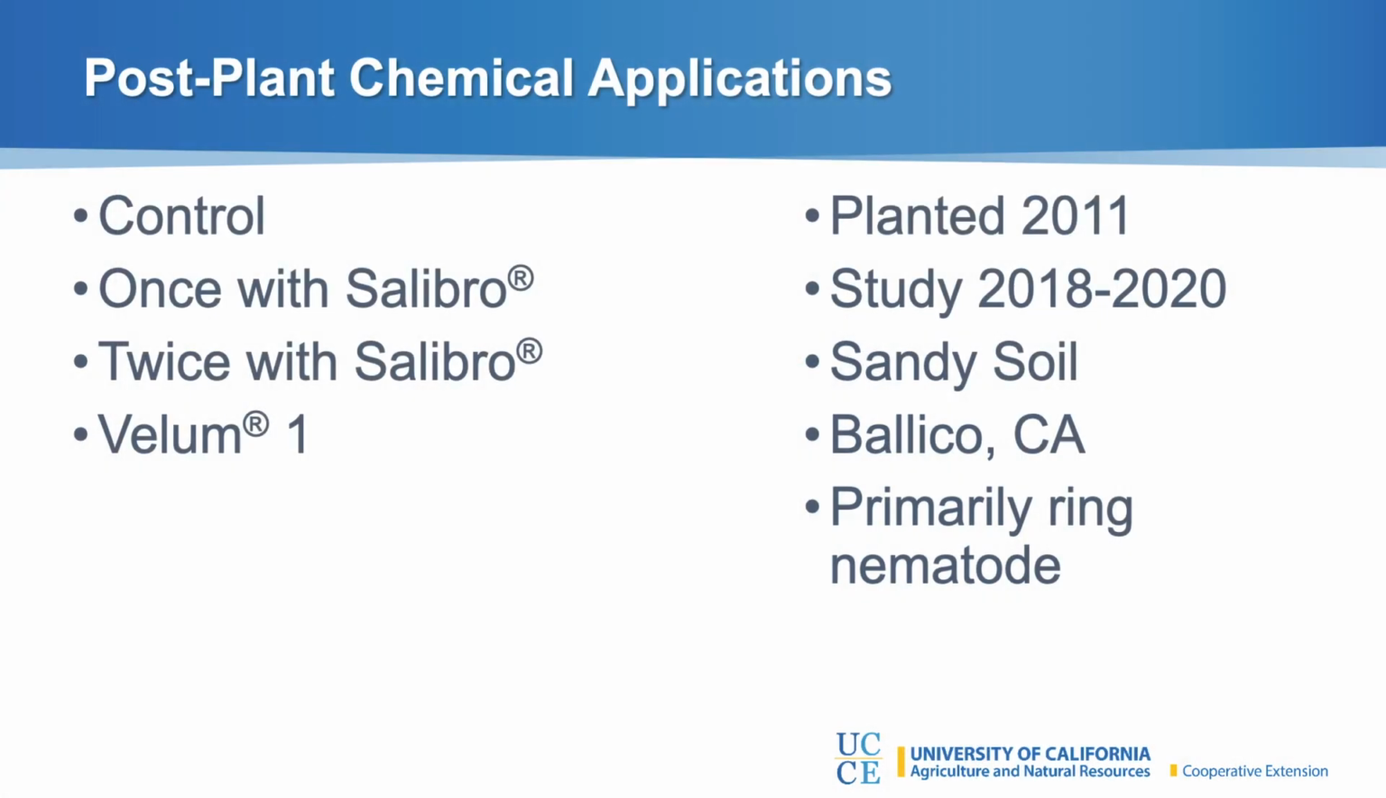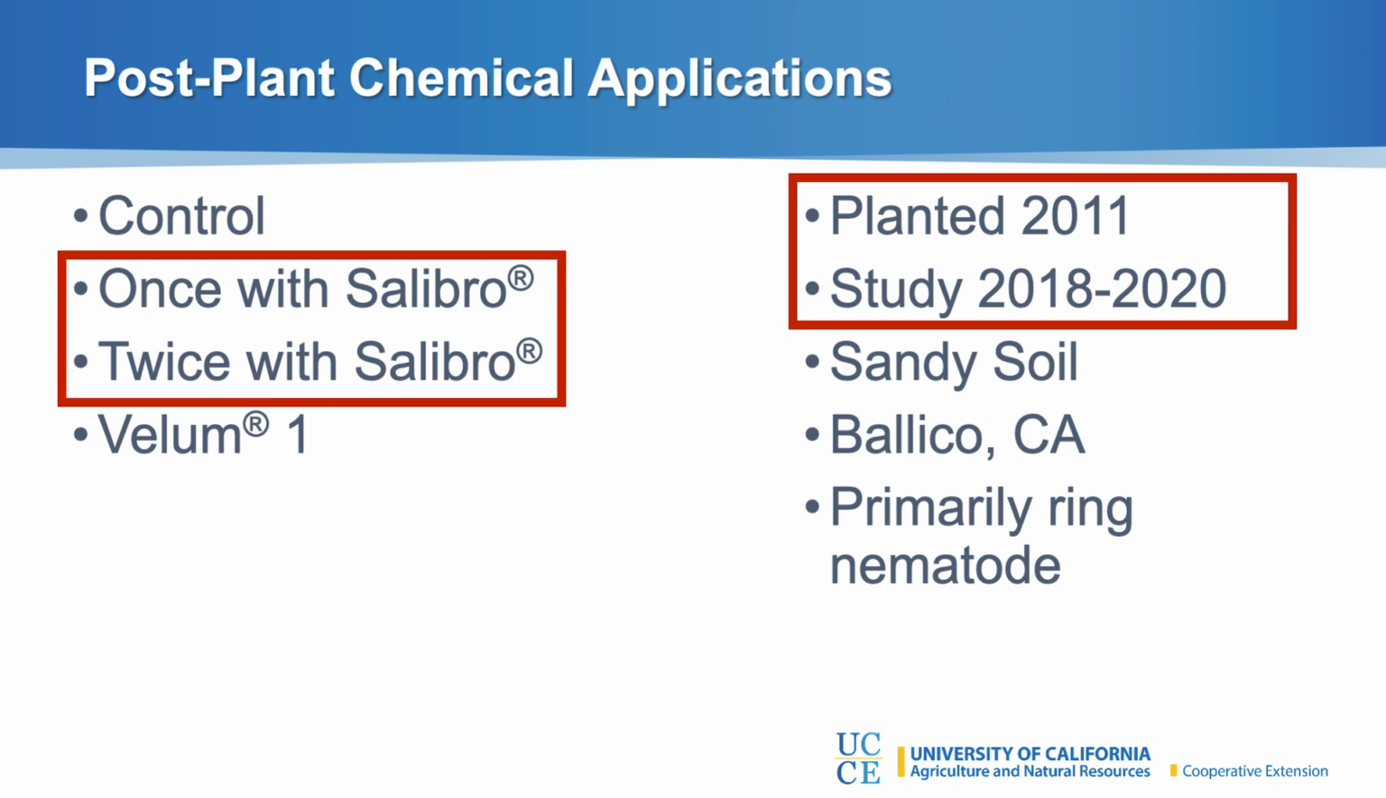So it was way after any effects of fumigation and towards the middle of the overall life of the orchard. Oh, never mind, I put it up there. It was 7 years after planting on sandy soils. And the primary pest of concern was ring nematode.